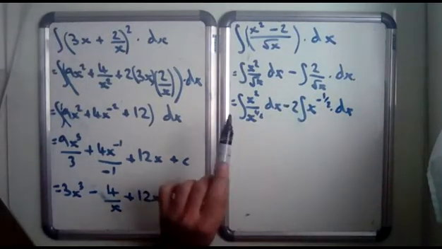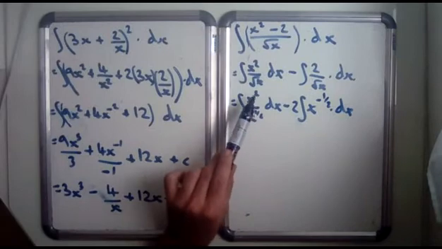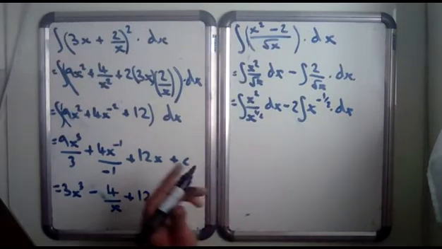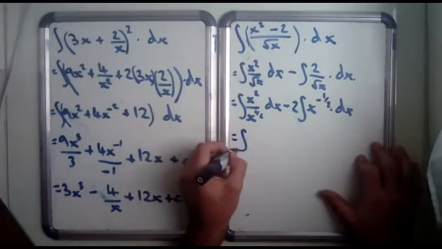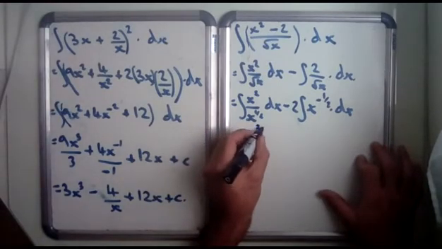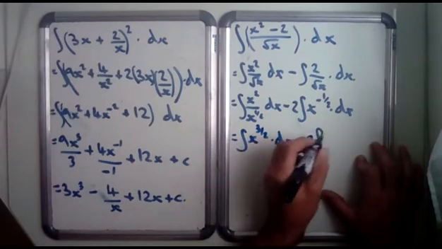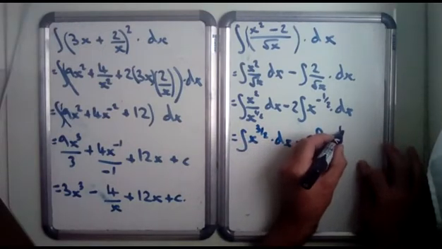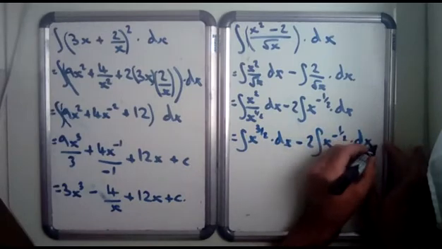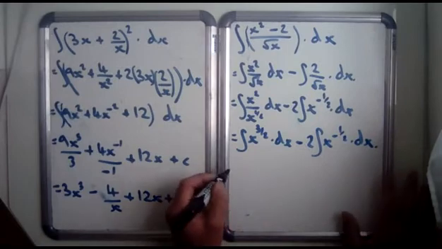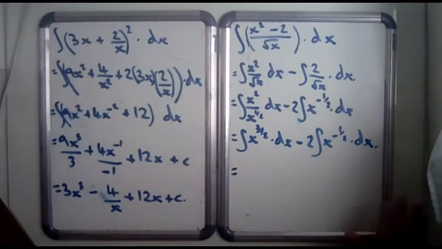So using your basic index laws, 2 minus a half is 1.5, which is 3 over 2. So this is the integral of x to the 3 over 2 dx minus 2 times the integral of x to the minus a half dx. Now you've got it in a position where you can integrate quite nicely. So use your polynomial rules.